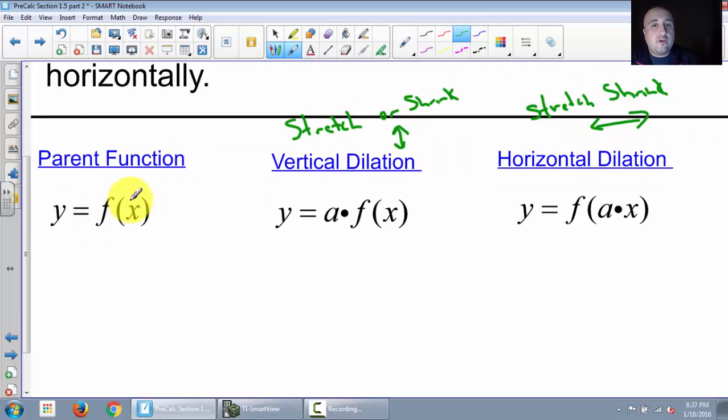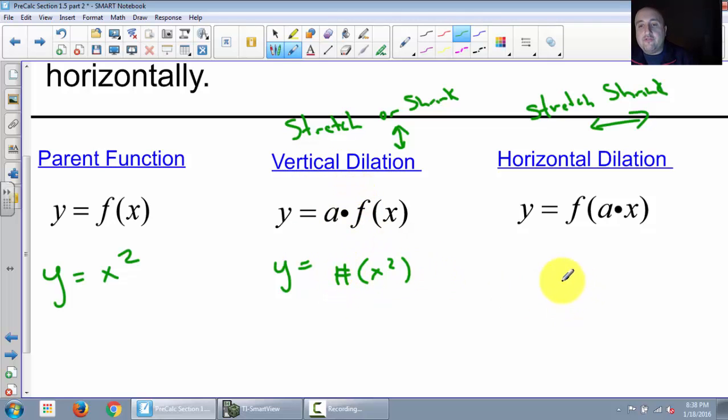All right, so let's see what we have here. So we have our parent function. So let's say it's y equals x squared. And now for vertical, you take the whole function, x squared, and you're going to multiply it by some number. Okay, so we're going to call that number a. And for a horizontal, you're going to multiply just the x by that number. So it either goes inside the parentheses or on the outside. So let's see what this does.